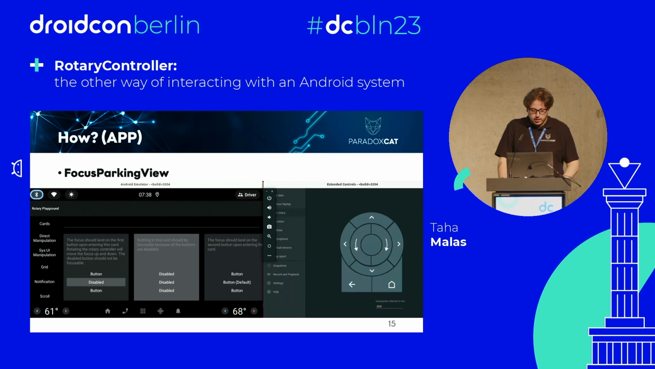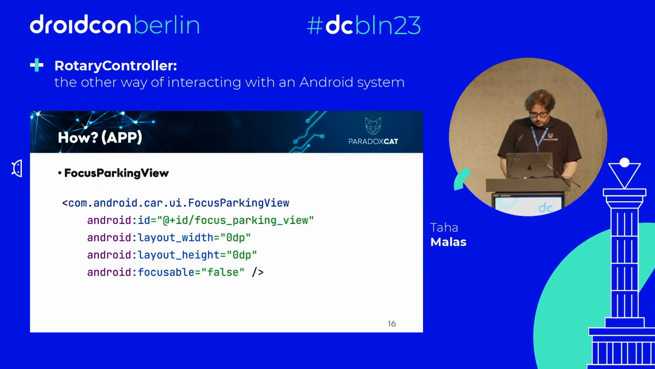With the focus parking view added to our hierarchy, we can see that nudging out of our window puts the focus inside the focus parking view, and when we get back to our window, it returns the focus to where it cached it. And in code, it's like this. Even if we set it to focusable false, or set its height and width to 0, it would still get these attributes overridden to how it should behave.